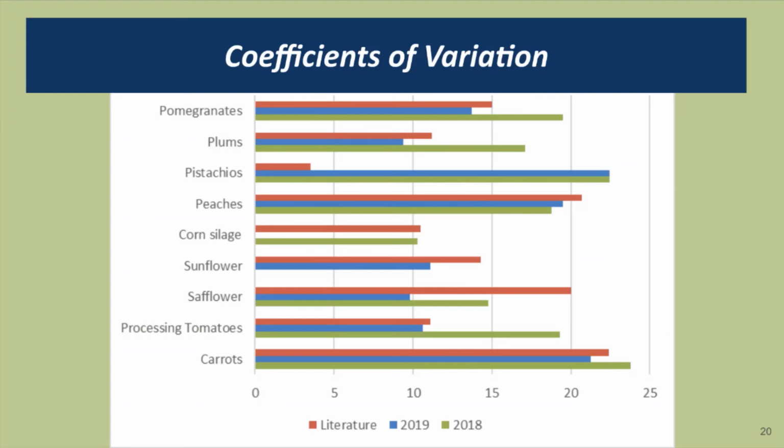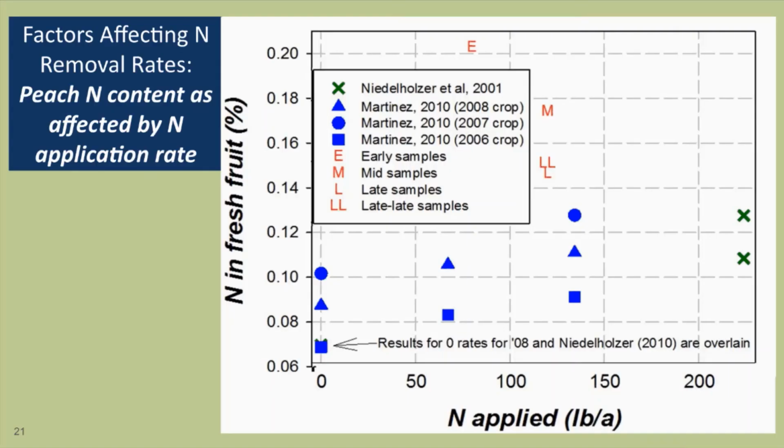So the red bars are our literature coefficients of variation compared to the coefficients of variation for 2018 and 2019 sampling. Not in all cases, in pistachios we changed the basis, but in general the coefficients of variation are similar or less. They're not systematically higher. And so it's proven to be a reasonable way to get good representative samples.